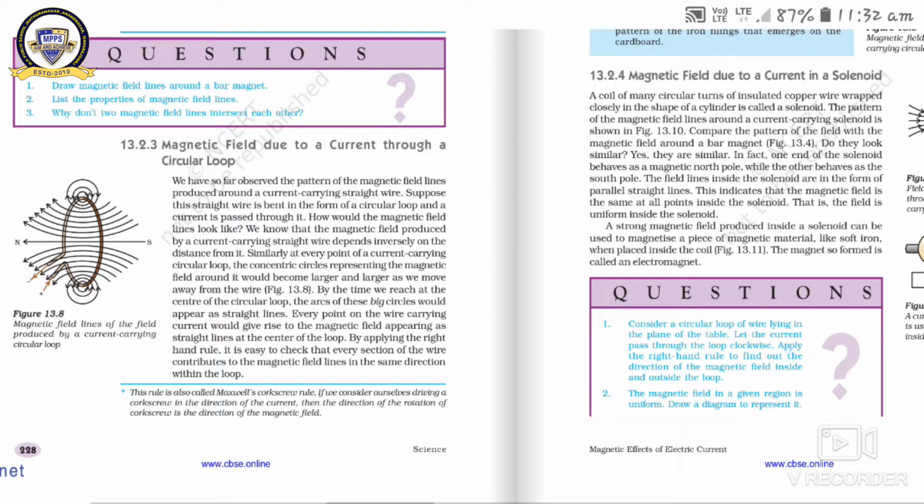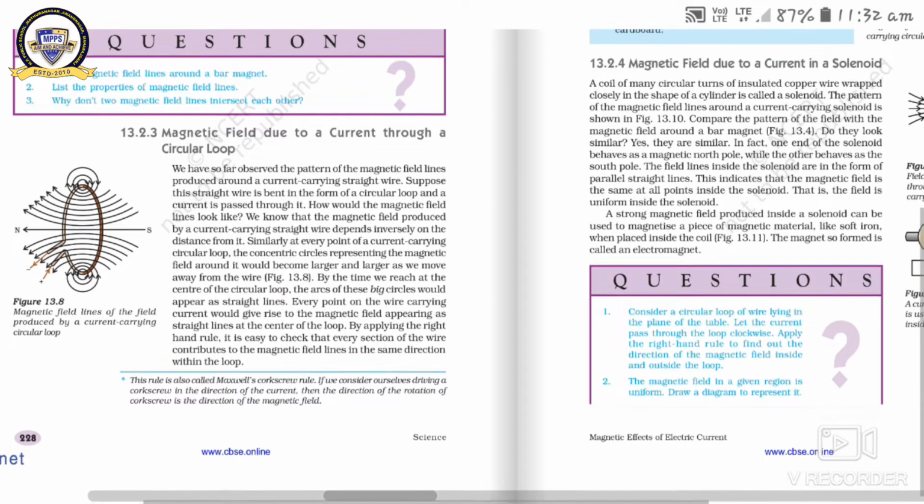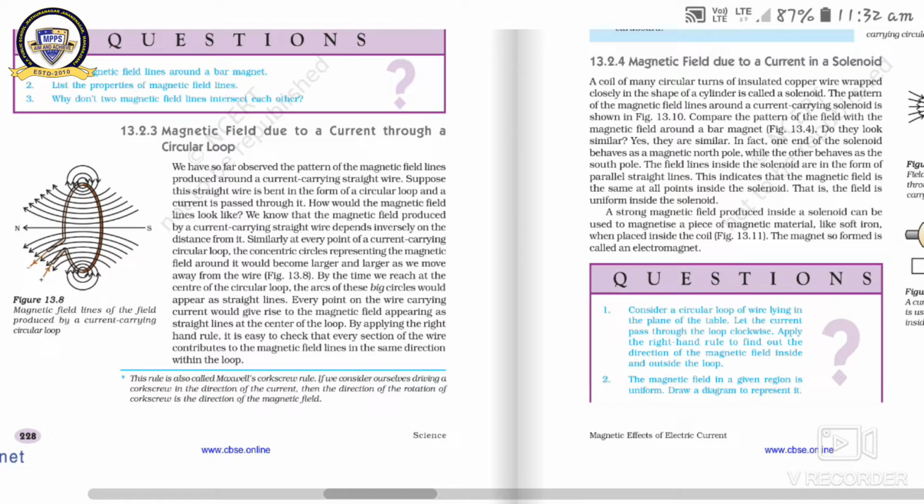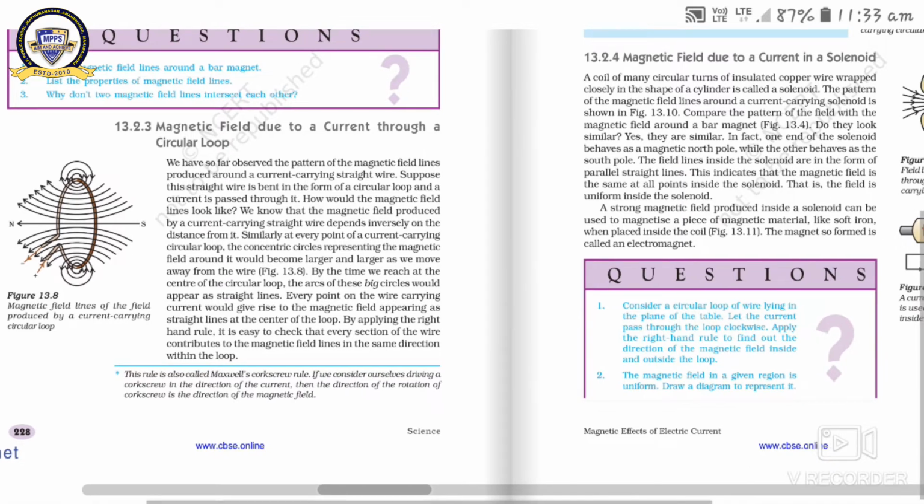Similarly, at every point of a current carrying circular loop, the concentric circles representing the magnetic field around it would become larger and larger as we move away from the wire. By the time we reach the center of the circular loop, the arcs of these big circles would appear as straight lines. Every point on the wire carrying current would give rise to the magnetic field appearing as straight lines at the center of the loop.